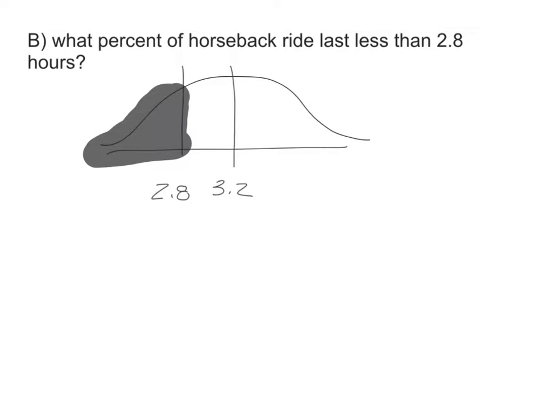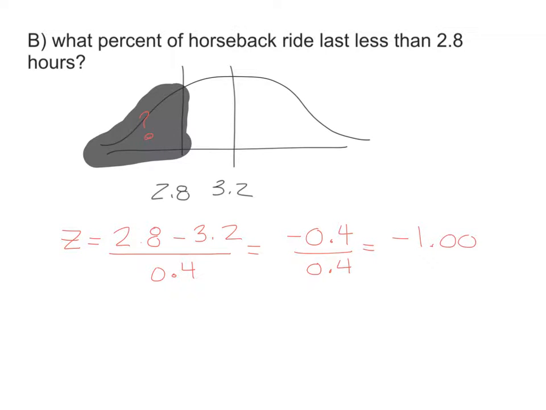So essentially what they're asking you is how much area is in that left tail. Okay, so first thing you have to do, if you're going to do this by hand, is you have to calculate your z-score. So we need to take our data point, which is the 2.8. We need to subtract our mean, which is the 3.2. And we need to divide it by our standard deviation, which is 0.4. Okay, well 2.8 minus 3.2 is negative 0.4. Negative 0.4 divided by positive 0.4 is negative 1.00.